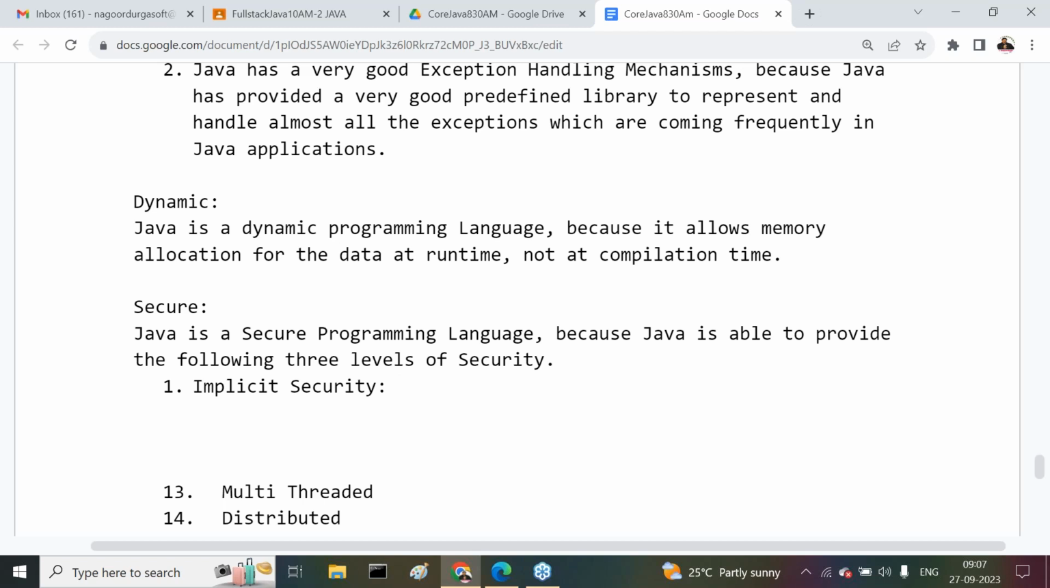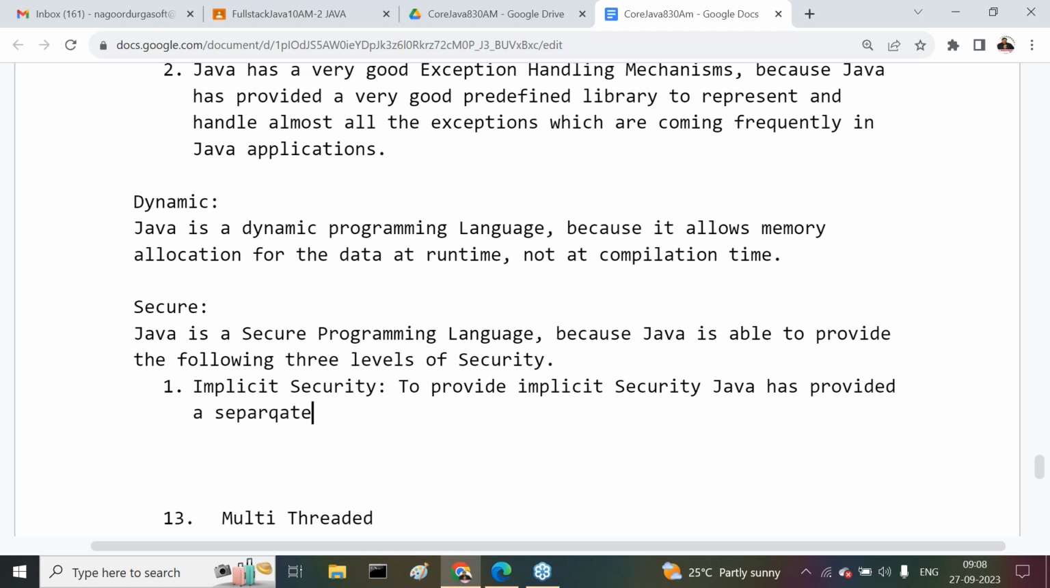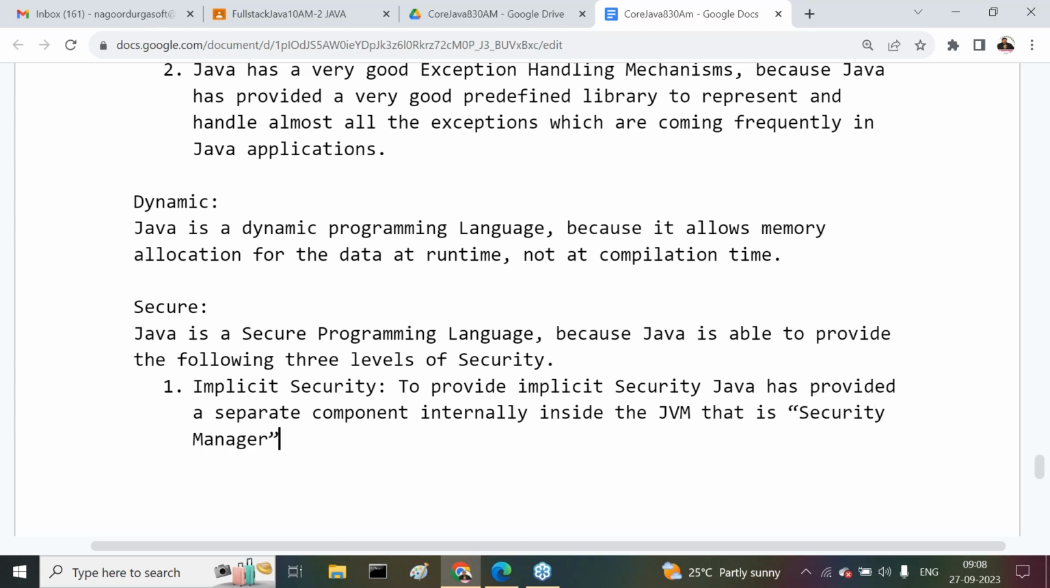And once again, I'm telling you, try to understand it clearly. To provide implicit security, Java has provided a separate component internally inside the JVM, that is the security manager.